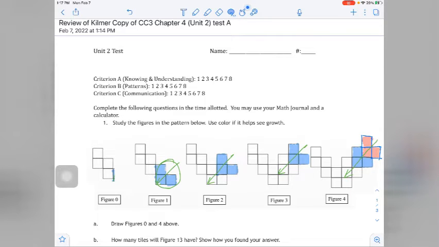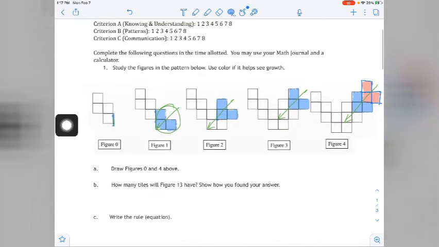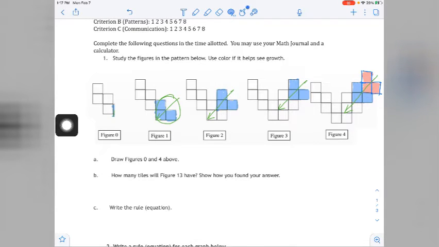Some people showed a different orientation for their tiles here, but if you did that, I probably circled it, because some people showed the 3 tiles getting added in a different way. But it is important to recognize that it was always in an L shape, and so if your pattern continues, it should continue to be in that L shape. So what we just did was draw figures 0 and 4 above.